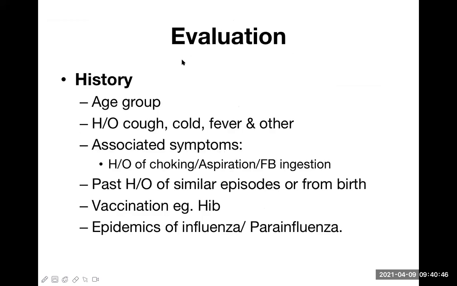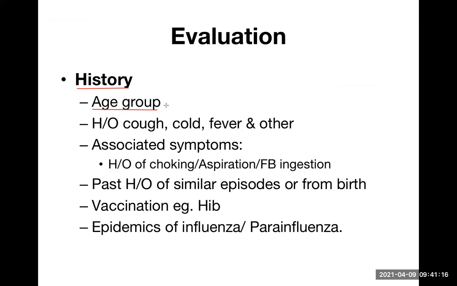Now, how to evaluate this type of child, or how to approach this type of child? These are the important points in the history. Ask about the age of the child first. Now, if your examiner asks you, what is the correlation of age with stridor? The answer is, there are two main causes of stridor in clinical practice. One is croup syndrome, and another is acute epiglottitis.